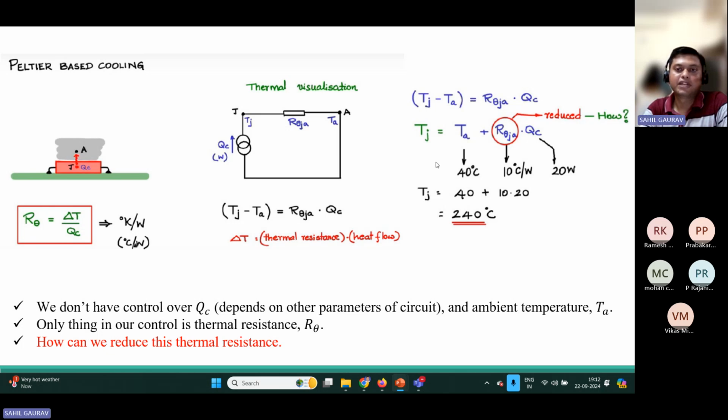So suppose your ambient temperature is 40 degrees Celsius and the thermal resistance is given as 10 degrees Celsius per watt, and the amount of heat you want to extract from the body is given as 20 watt, then the junction temperature will come out as 240 degrees Celsius.